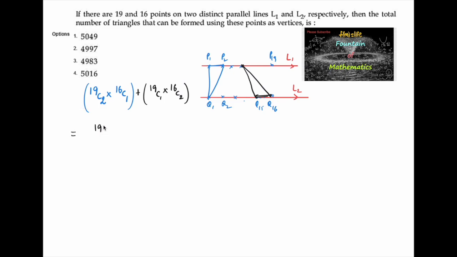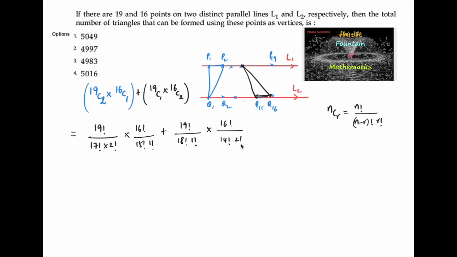So the 19C2 value is 19 factorial divided by (19 minus 2) factorial, that is 17 factorial, into 2 factorial, by using the formula nCr is equal to n factorial divided by (n minus r) factorial into r factorial, multiplied by 16C1, that is 16 factorial divided by (16 minus 1) factorial, 15 factorial, into 1 factorial, plus again 19C1, which we can write as 19 factorial divided by (19 minus 1) factorial, 18 factorial, into 1 factorial, multiplied by 16C2, that is 16 factorial divided by (16 minus 2) factorial, that is 14 factorial, into 2 factorial.